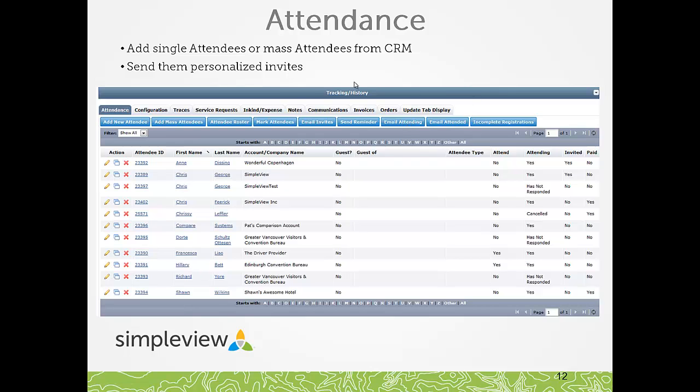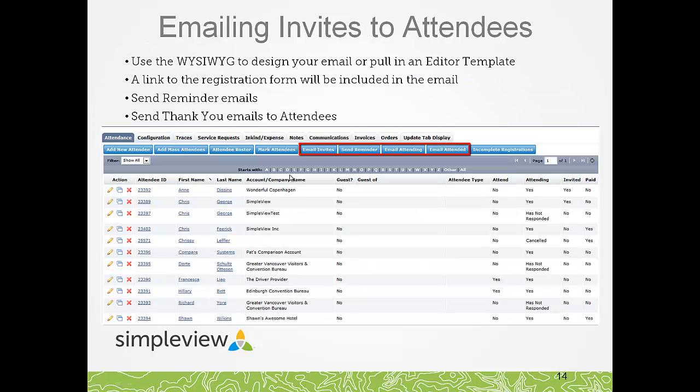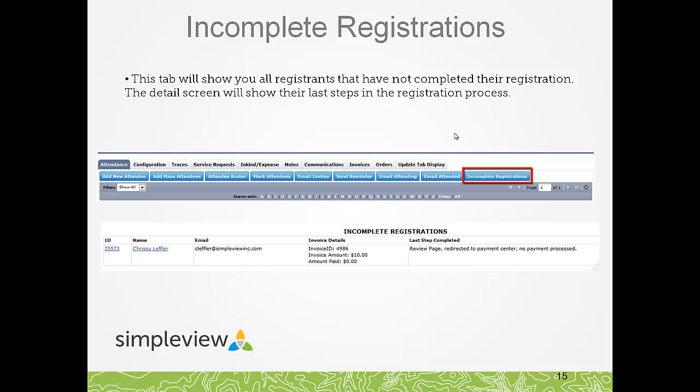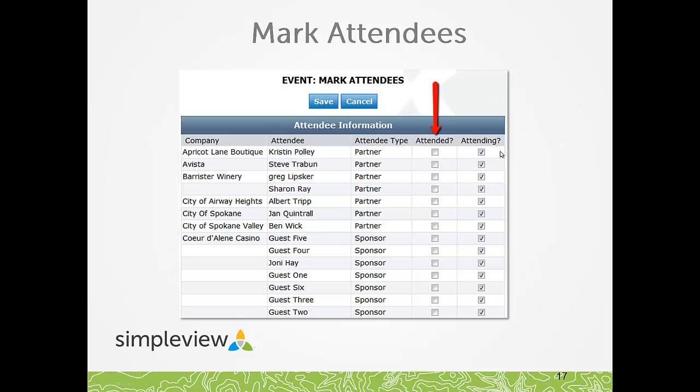I can send a thank you to everyone who's attended the event by either creating a custom email or choosing from pre-built email templates. The incomplete registration button is going to show a list of everybody who has not completed the process. They started to RSVP, but they quit, and it's going to show where they stopped. Then that attendance list, we can print it off. I can export it out to Word. I'll show you those tools really quick. Or I can use what I did show you, the Mark Attendees button, either in CRM or on mobile.